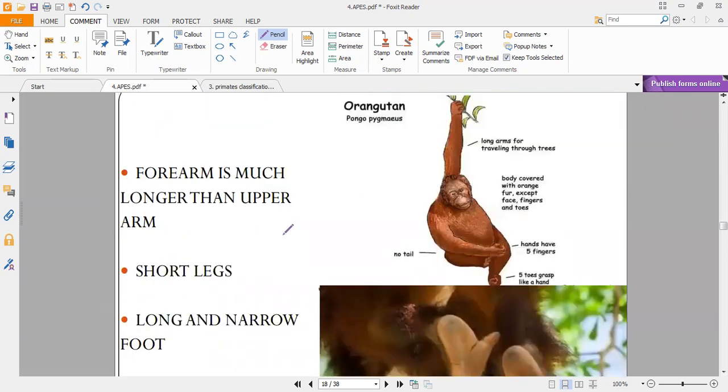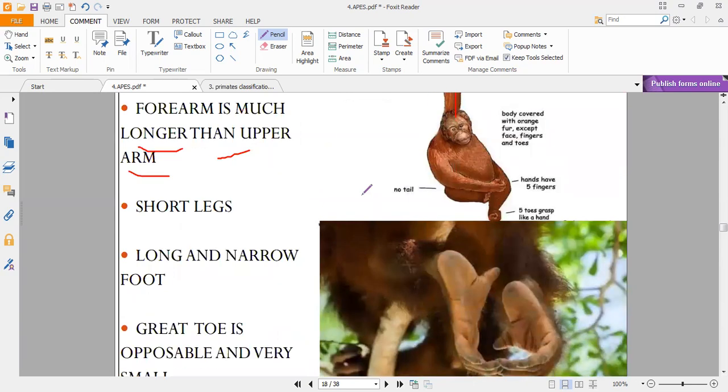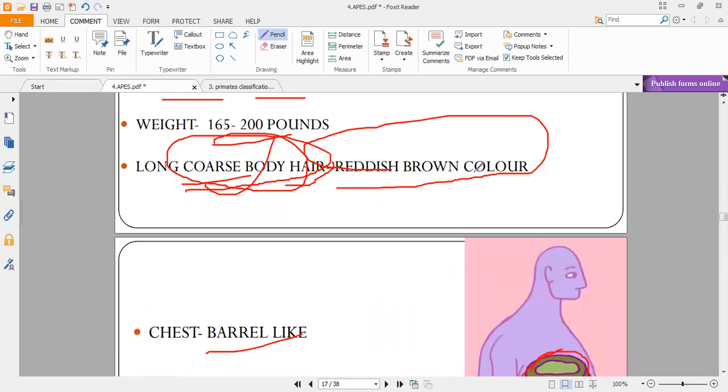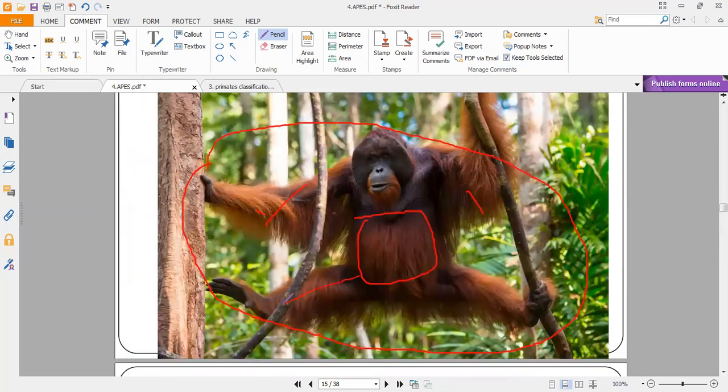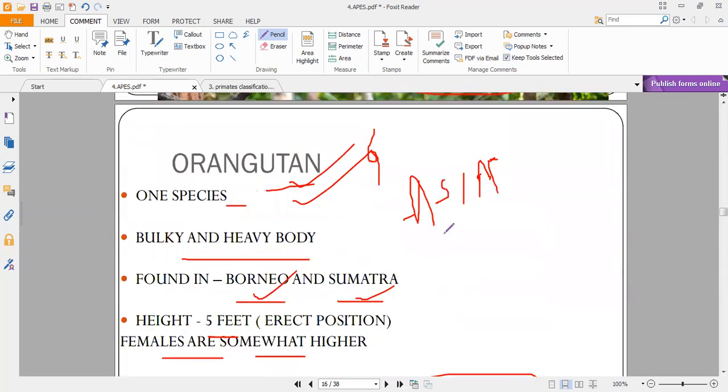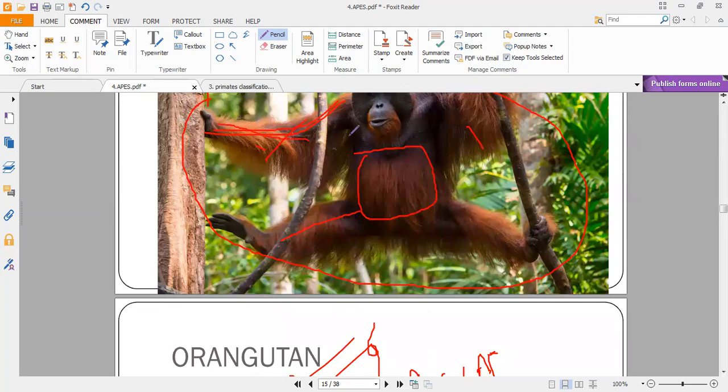If you talk about the forearm, the forearm is much longer than the upper arm. This is the forearm and this is the upper arm. The forearm is much longer than the upper arm. And compared to the arms, the legs are short. They have very short legs compared to the arms. Here again, you can see the legs are short compared to the arms or the hands. And here again, the forearm is longer than the upper arm.